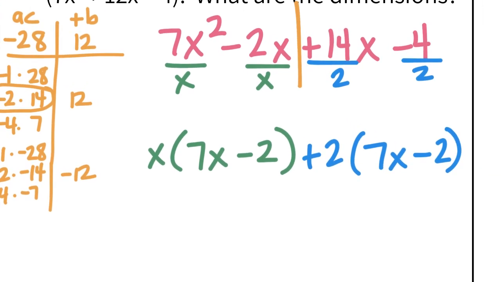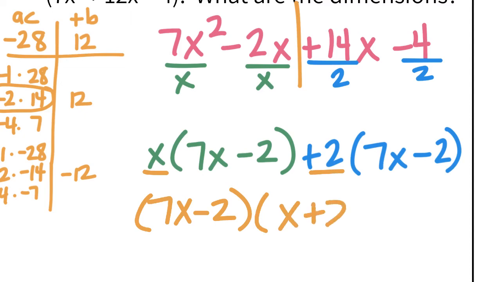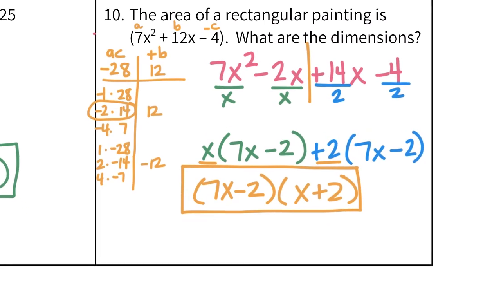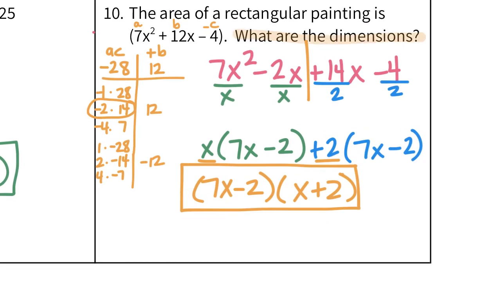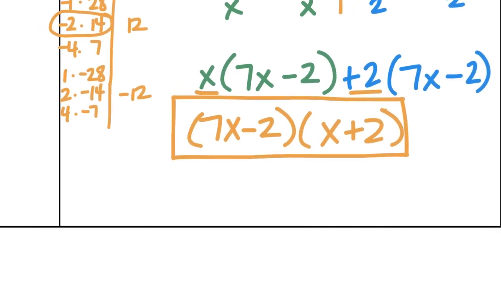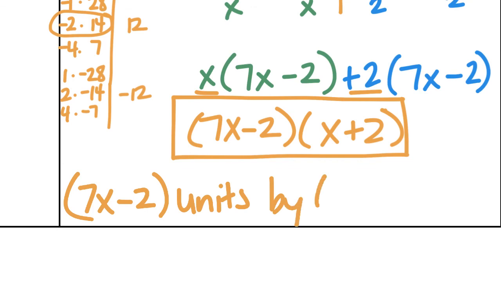Okay, so then see how what's in the parentheses is the same for both? So that is the first factor. And then everything on the outside is the other factor. So this is the polynomial in factored form. But remember, this is asking about dimensions. So you would say the painting is 7x minus 2 units by x plus 2 units.